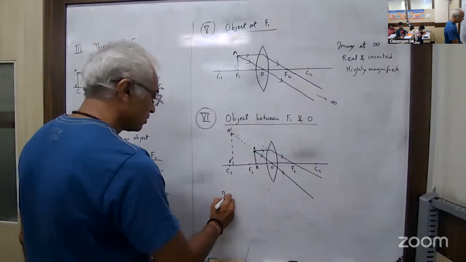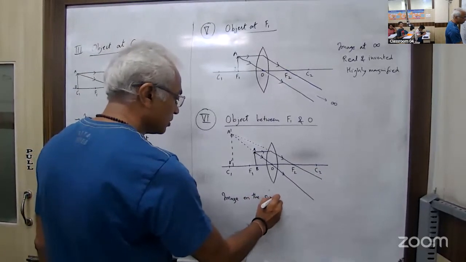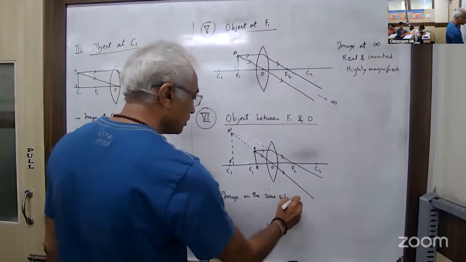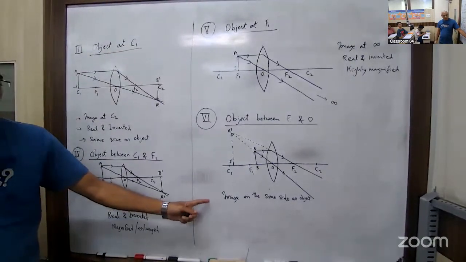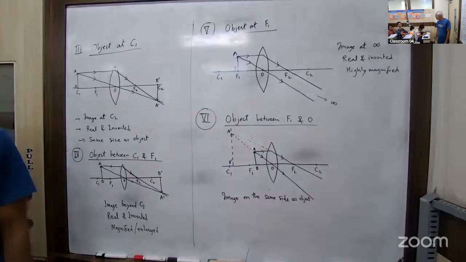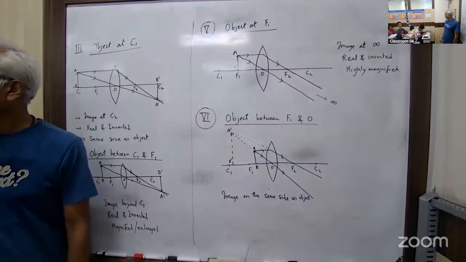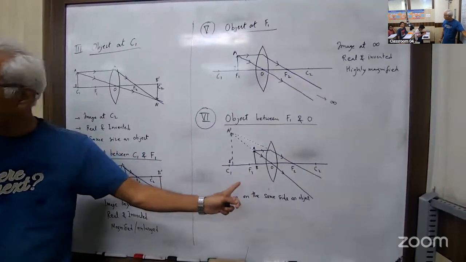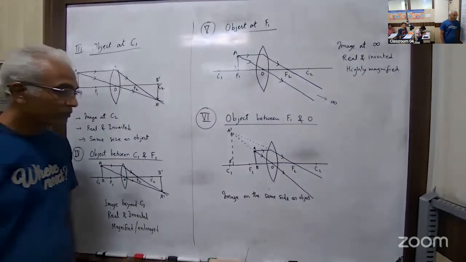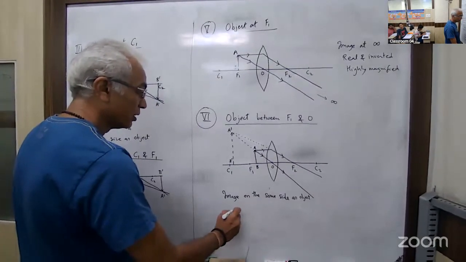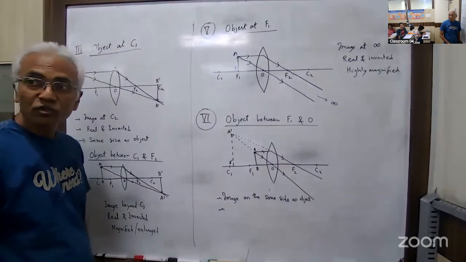So image on the same side as object. Image on the same side as object. But here you lose inside. I have to write same as object. Because you don't know exactly where it is or perpendicular, where it is inside. Yeah. Now, second, virtual and upright.